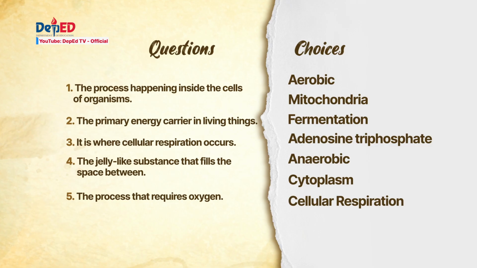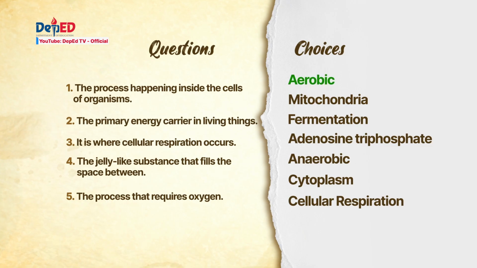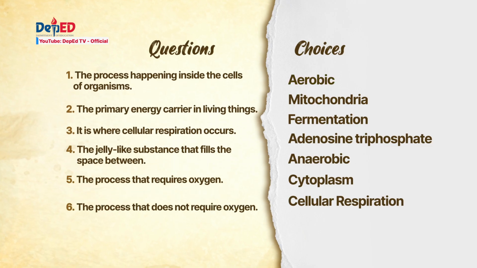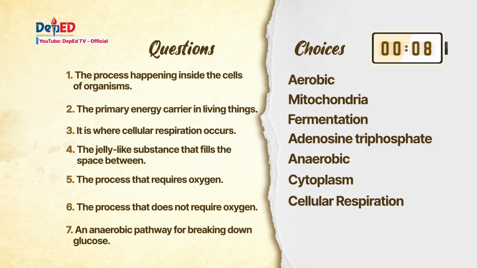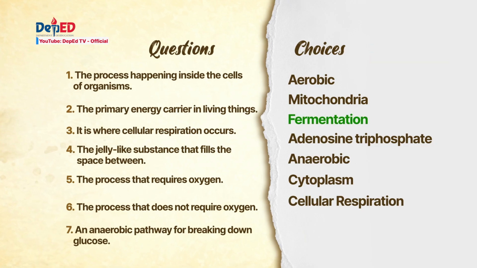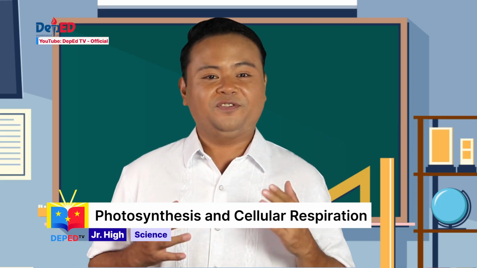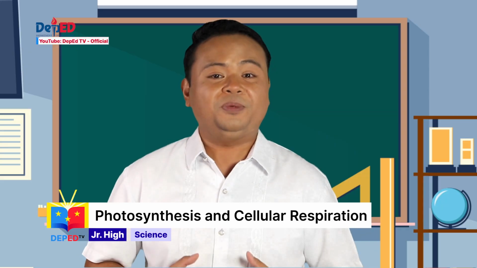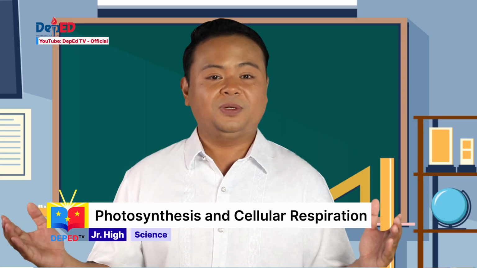Number 5. The process that requires oxygen is... The answer is aerobic. Number 6. The process that does not require oxygen is... The answer is anaerobic. And number 7. An anaerobic pathway for breaking down glucose is... The answer is fermentation. Marvelous! Nice try, grade 9! And for the last activity, you will complete the table of comparison between photosynthesis and cellular respiration.